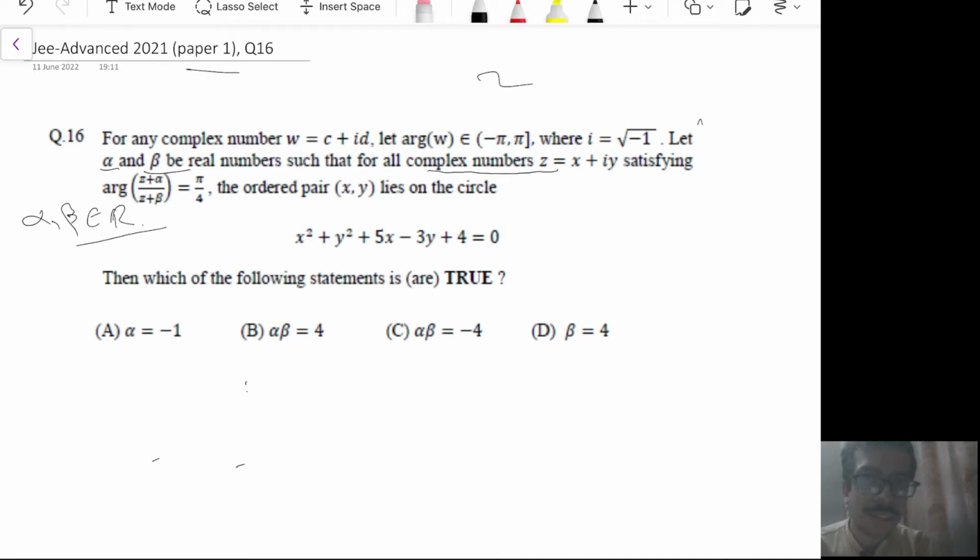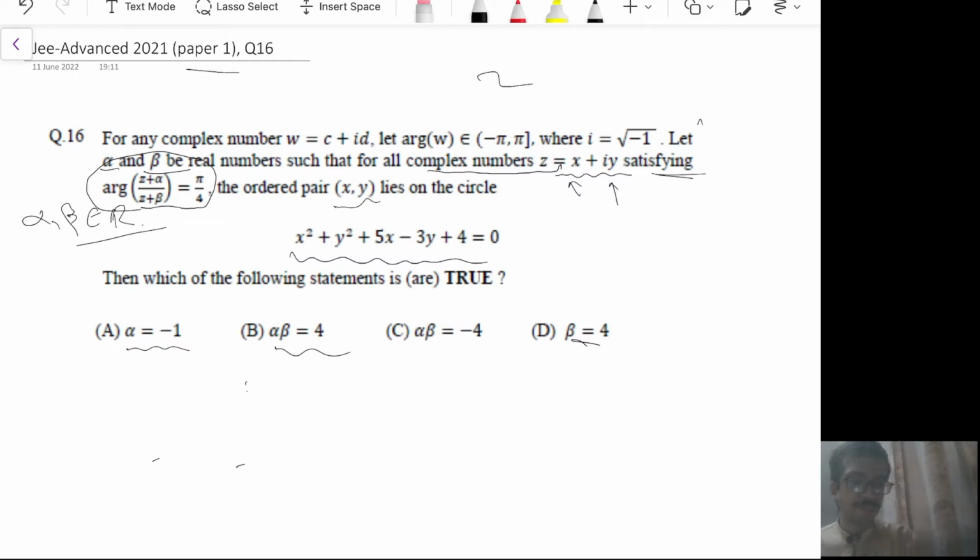We are given that every complex number z of the form x plus iota y, where x is the real component and y is the imaginary component, which satisfies argument of (z plus alpha) by (z plus beta) is pi by 4, then x comma y lies on a circle, right? And now we are being asked about these values of alpha and beta.